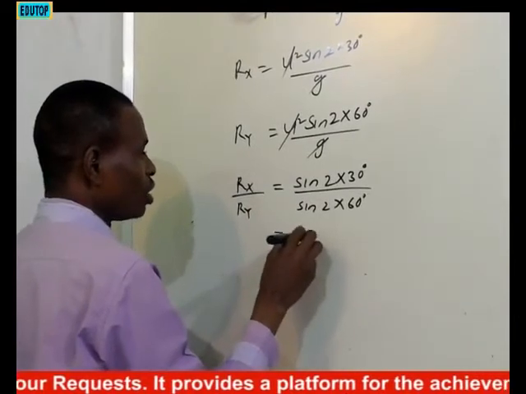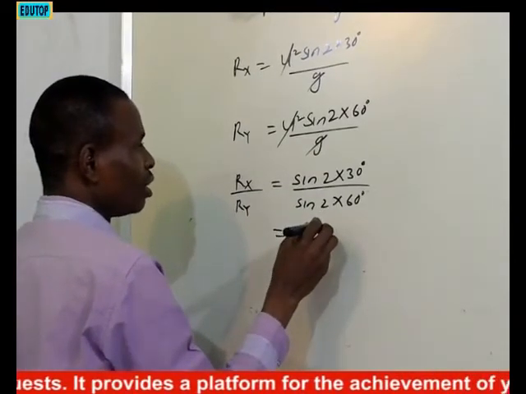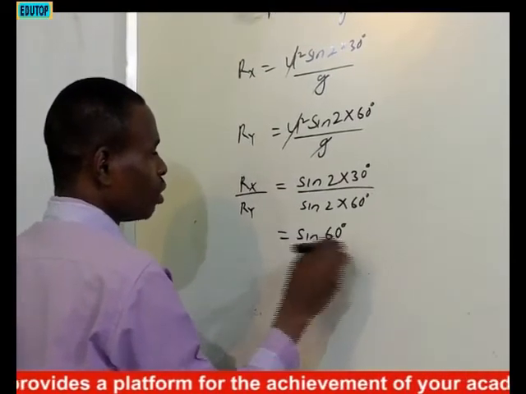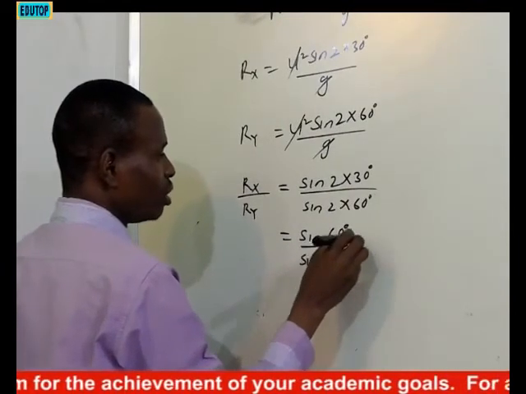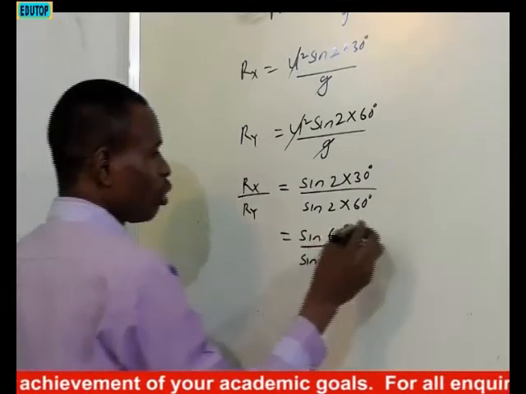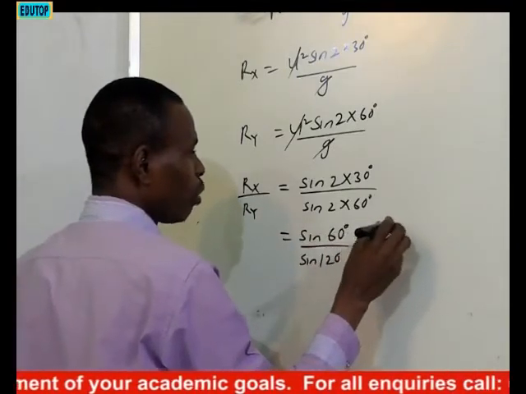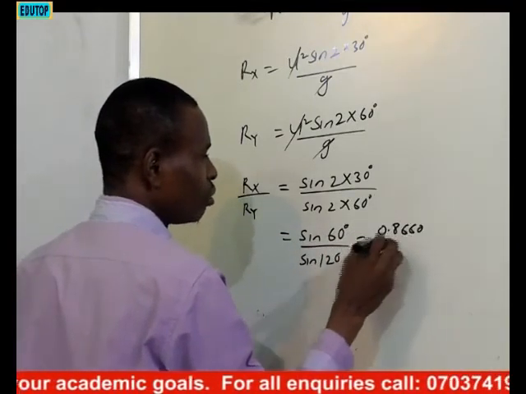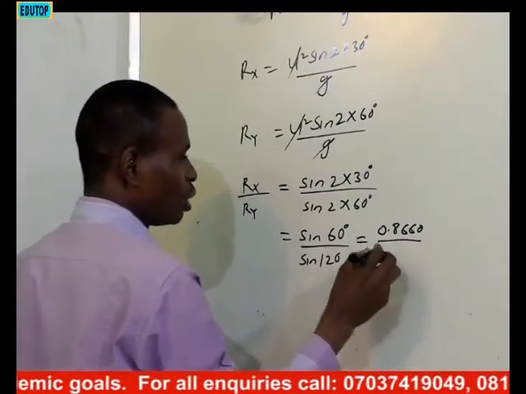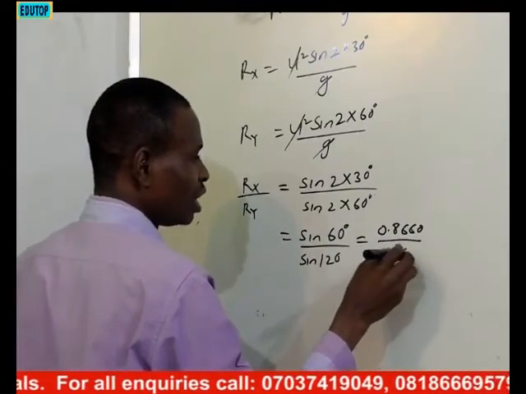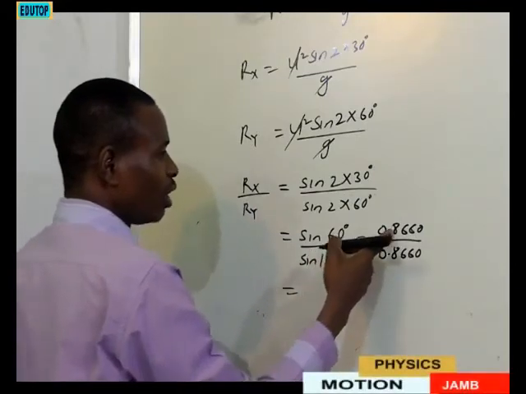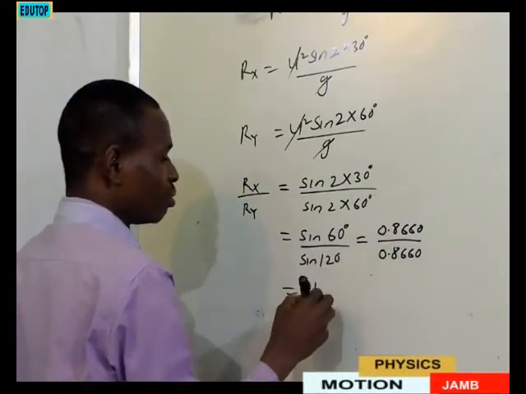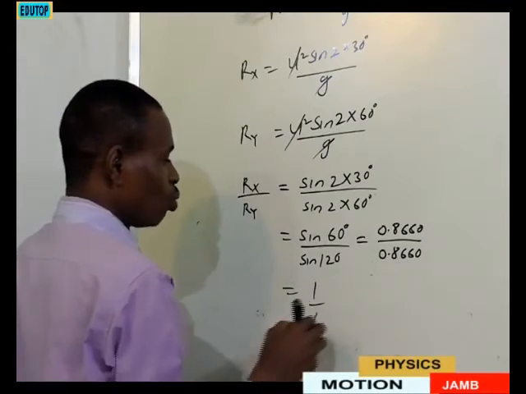which is equal to sine 60 divided by sine 120. And if you punch it into your calculator, for this one it's going to be 0.8660. And the same thing for sine 120, 0.8660. And if you look at this one very well, 0.8 can be approximated to be 1. The same thing for this one.